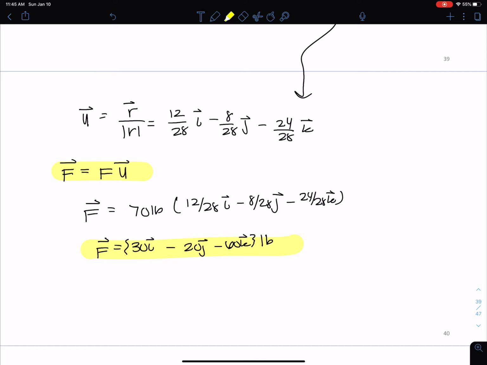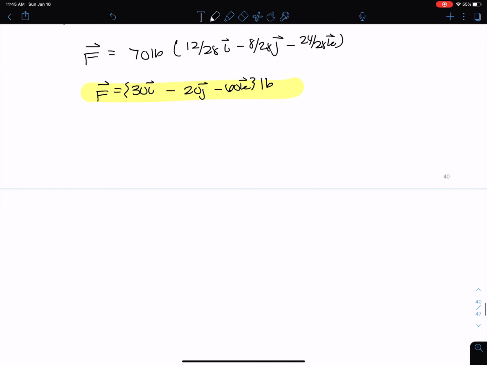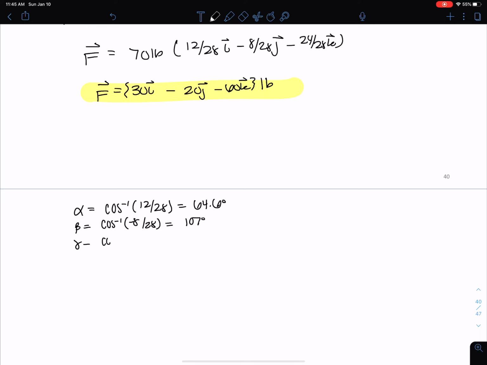Okay, and now I can also use the unit vector again to solve for alpha, which is just going to be cosine inverse of 12 over 28, 64.4, beta, which is cos inverse of -8 over 28, which is 107, and gamma, which is cosine inverse of -24 over 28, which is 149 degrees, and that's it. So I can use my position vector and my unit vector to help me solve for a lot of these things.